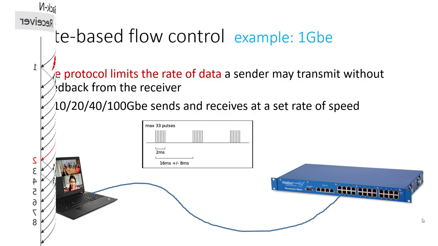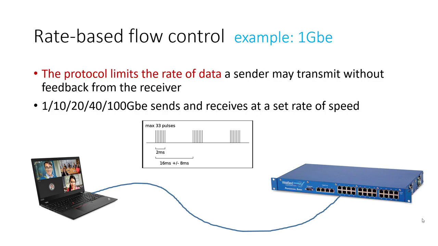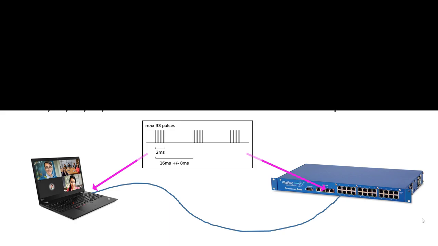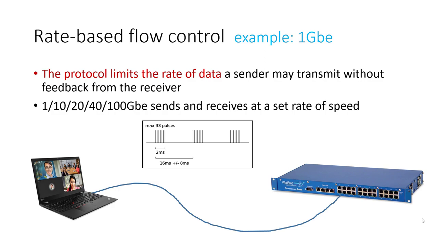Rate-based flow control is the most popular layer 2 type of control, where the protocol limits the rate of data a sender may transmit without any feedback from the receiver. For example, let's say my laptop network card is a gig, and I'm plugging it into a 10 gig port on a switch. We know there will be auto-negotiation pulses, as you see in the graphic, and they will negotiate a speed that is agreeable to both the network card and the switch port, which will be 1 gig. The rate of data is set so no one can be overwhelmed.